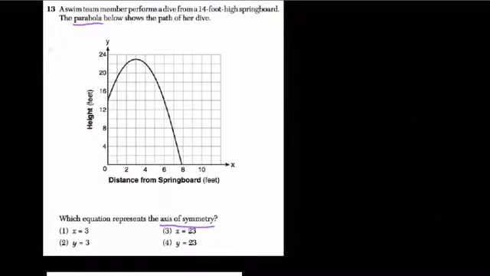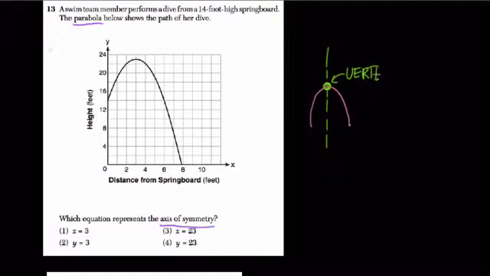Imagine a parabola, right? If your parabola is something like this, the line of symmetry is the line around which you can fold the parabola. It's the line that separates two equal regions of the parabola, and it always crosses the vertex. So we have the vertex right here.